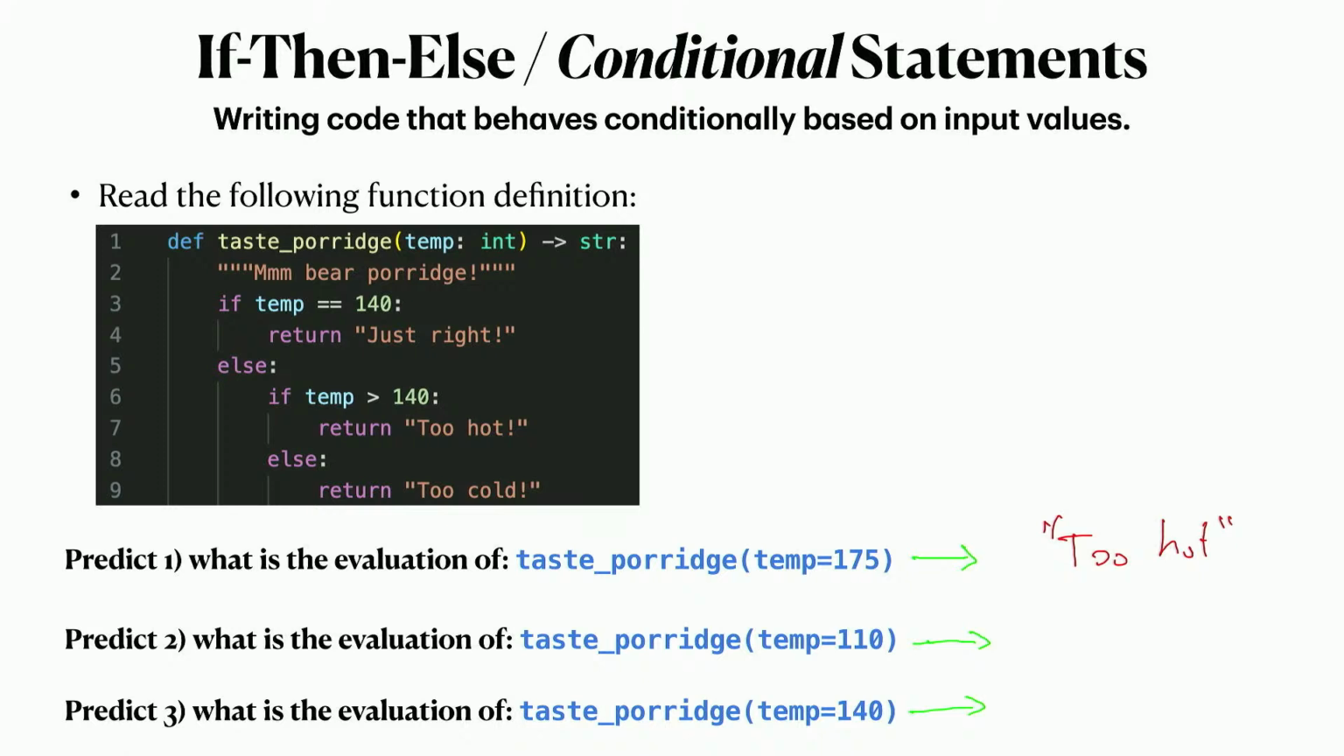Yeah, so too hot. Since the temperature is 175, I looked at the if then else statement. So the first one is temp equals 140, so that's not it. So I looked at the else, and then temp is greater than 140, which does make sense. So then that would return us too hot. Fantastic. Round of applause for that explanation.